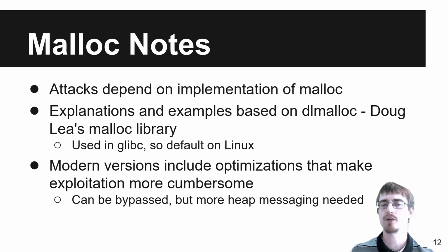Now, modern versions of this library include a bunch of optimizations, and these make exploitation a bit more cumbersome. It's possible to still bypass them, but you need to be very careful in how you lay out the heap. So as an attacker, it makes it a bit more difficult. You need to allocate exactly the right data at the right time of the right size. And of course also free these things. So for these slides, we will consider the simple case where we don't need to bypass the optimizations.